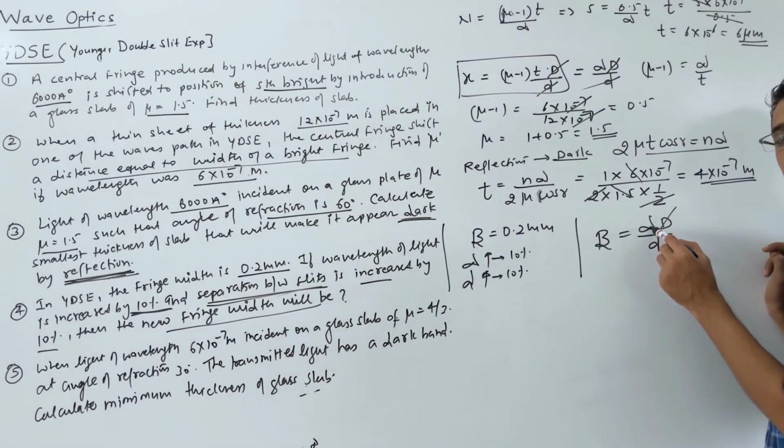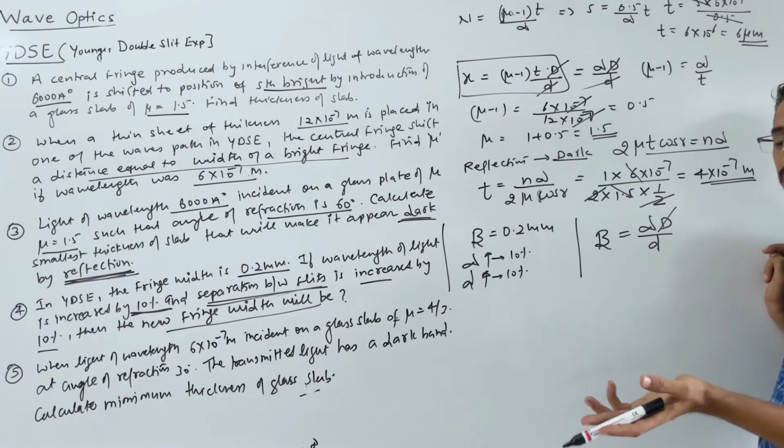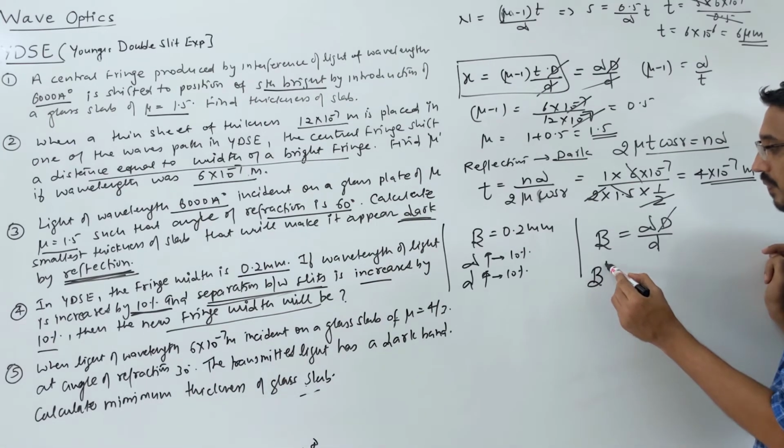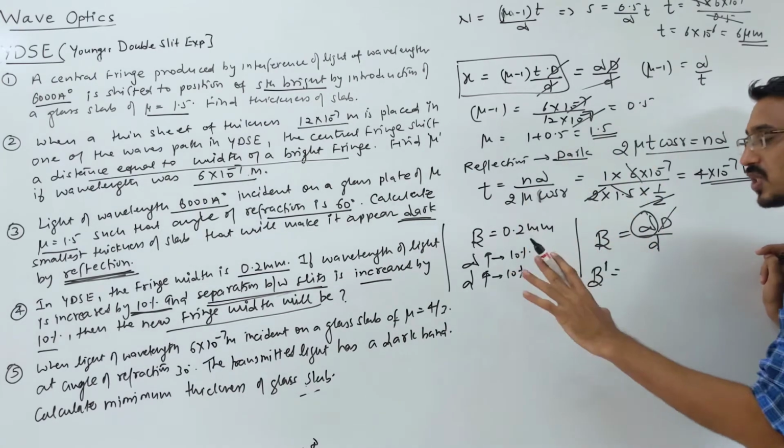This is increased by 10%. This also increased by what? 10%. What is the net change? No change. Look here, wavelength is increased by 10%. I discussed this shortcut many times.